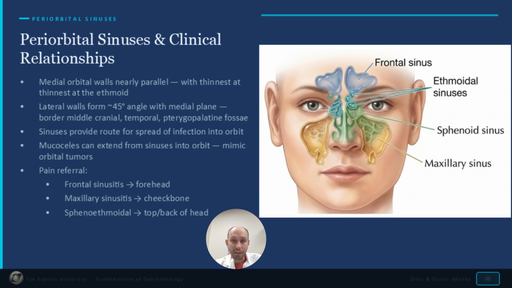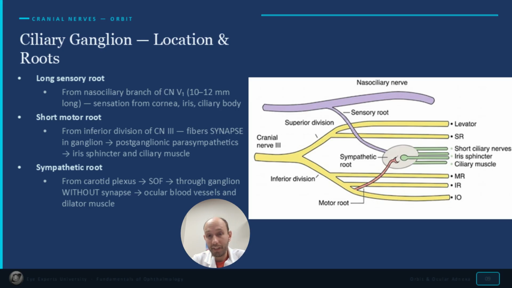Now, this is interesting. Referred pain. So you can get referred pain from the sinuses, which are deep inside the head, to manifest onto the skin. So the frontal sinus is easy. It's just your forehead. The maxillary sinus is your cheekbones, which again makes sense. But the sphenoethmoidal sinus, because it's so deep in your head, it actually can manifest to the top or the back of your head.